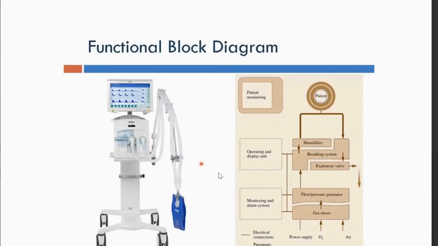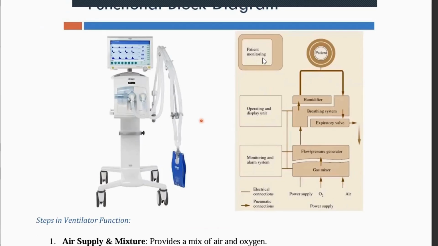Working of the ventilator. A ventilator is a medical device that assists or replaces spontaneous breathing. See, this is a ventilator. The patient monitor is provided here. To the patient, a gas mixture of CO2, O2 and air is given, from a flow or pressure generator. It goes to the breathing system, from there to the humidifier, and then to the patient. The patient will exhale, and that comes to the breathing system, the expiratory valve, and is exhaled out. So we have a monitoring alarm system and an operating display unit.